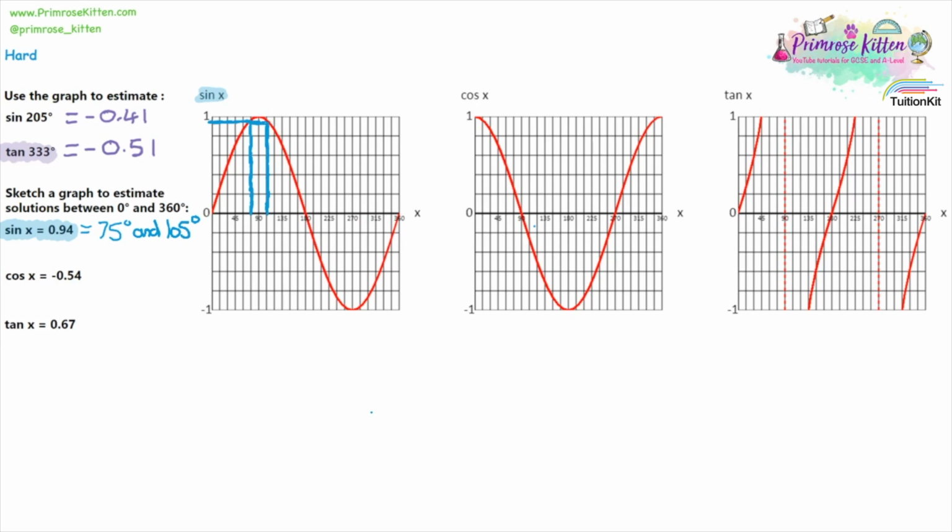But what we do take into account is that these could be calculated questions. So let's have a look at the calculator version. On a calculator, if sin x is equal to 0.94, we would use inverse sine on 0.94 to get an angle. And what we should be getting for the angle is 70.1 degrees.